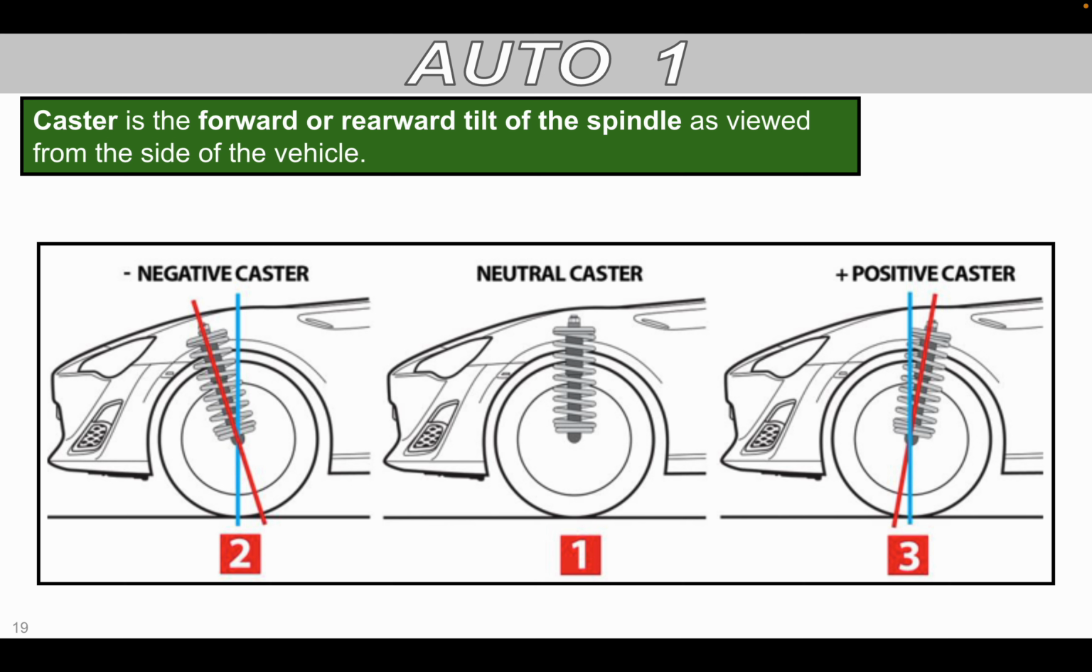Guess why they're called casters? Because those wheels have caster to them, a wheel alignment angle, because they spin. So remember, caster is viewed from the side of the vehicle. It is a forward or rearward tilt of the spindle as viewed from the side of the vehicle.